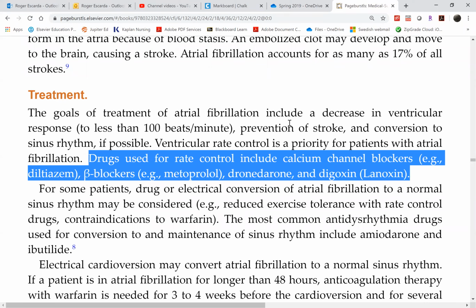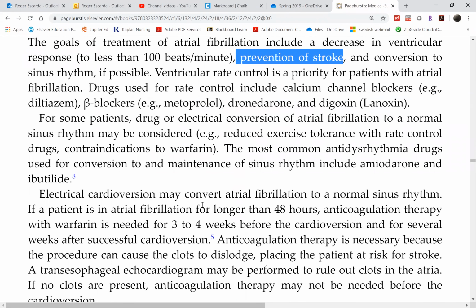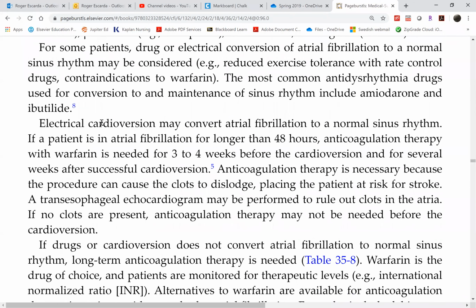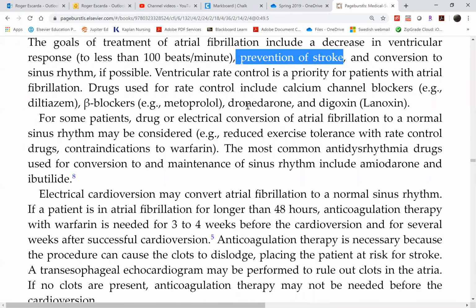All right, and then how do you prevent stroke? How do you prevent blood clots? Anticoagulant therapy. Very good. So here it tells the nurse, so when do we start anticoagulation? As soon as it is discovered that they're having an irregular rhythm.